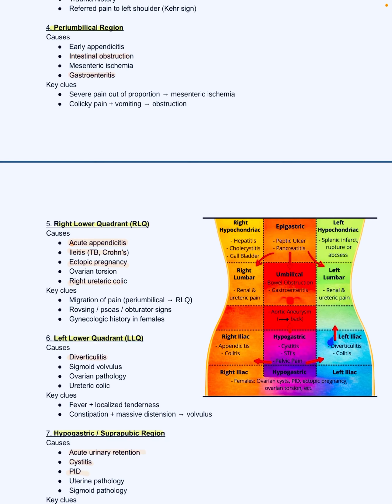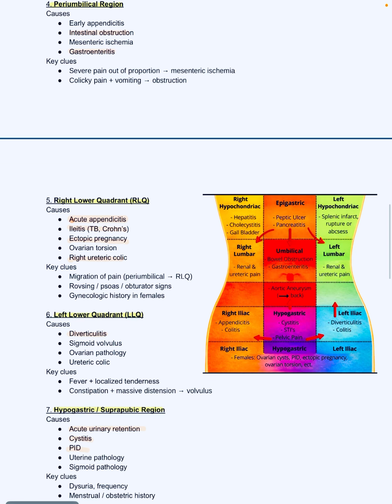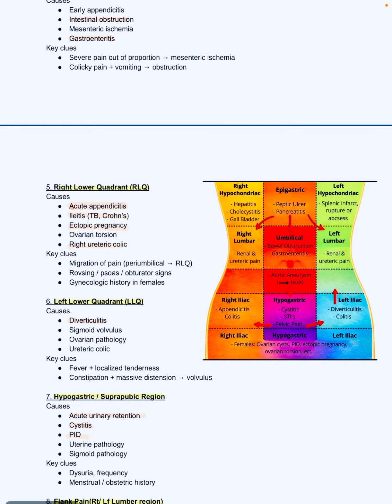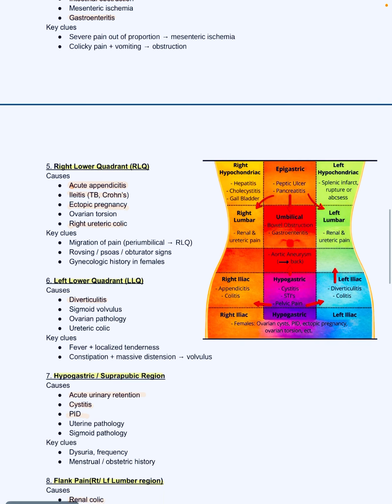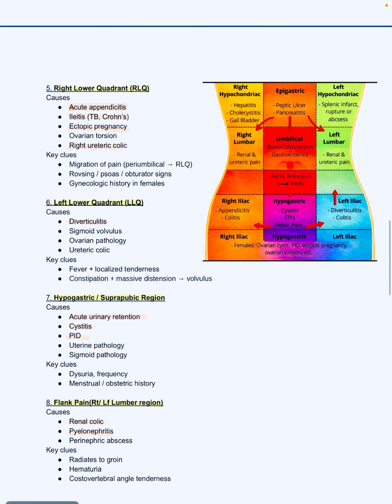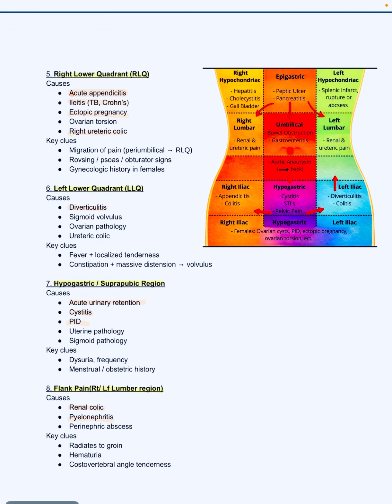Left lower quadrant pain, all are the same as the right lower quadrant pain except diverticulitis. Causes of diverticulitis should be kept in mind in left iliac region. In case of hypogastric region, we should exclude acute urinary retention, cystitis, and pelvic inflammatory disease in case of female. Flank pain, that is right or left lumbar pain, suggests renal colic, ureteric colic, and pyelonephritis.